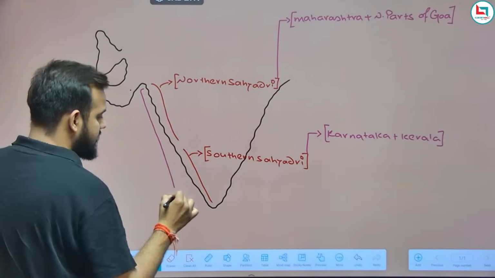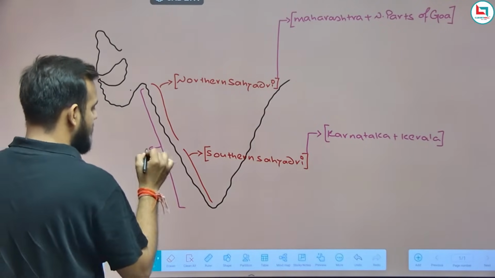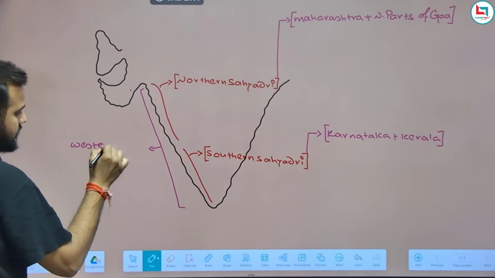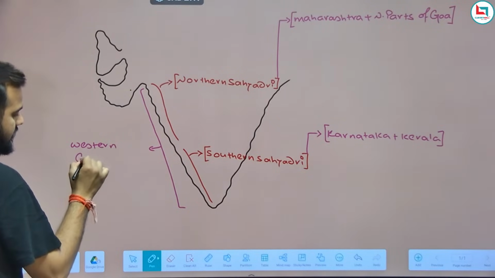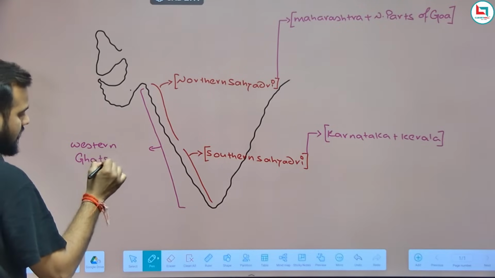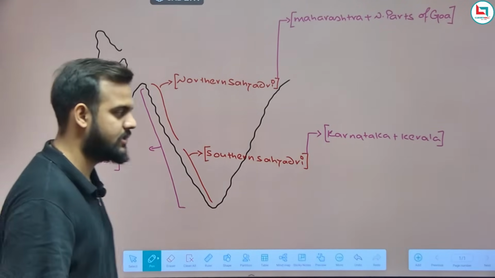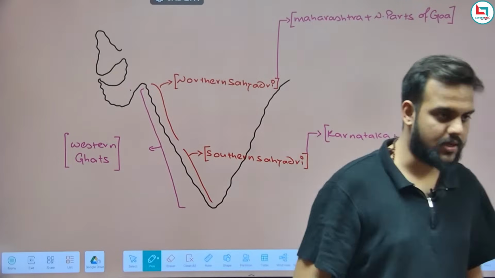These are the Western Ghats. So we should know about this thing also.